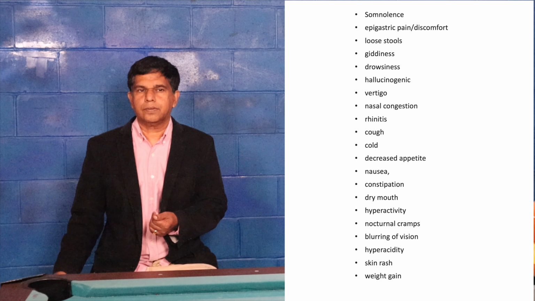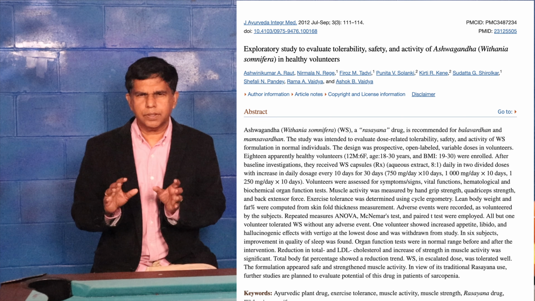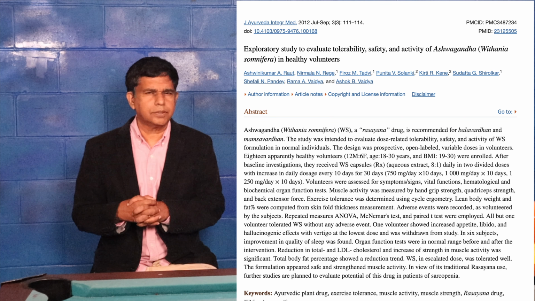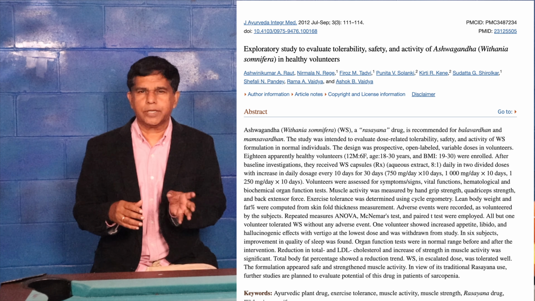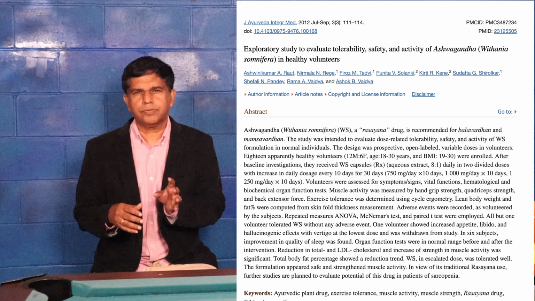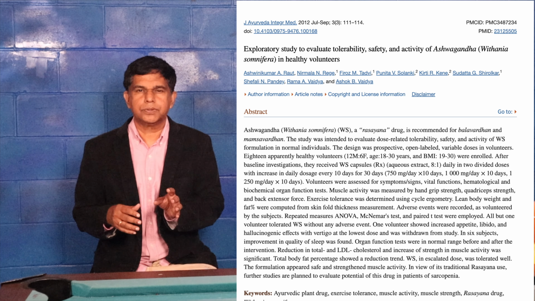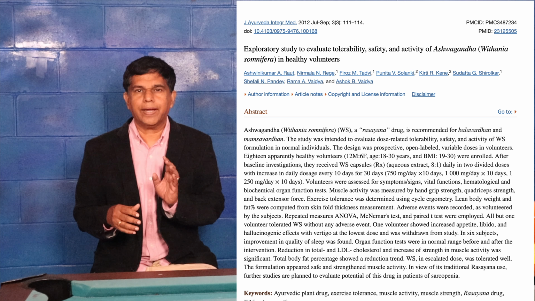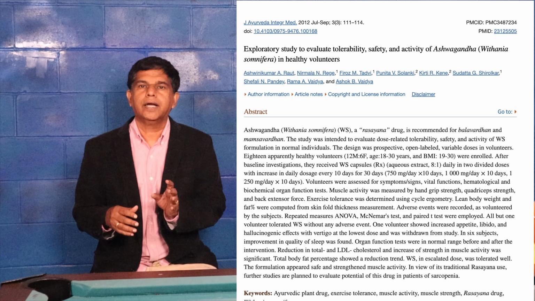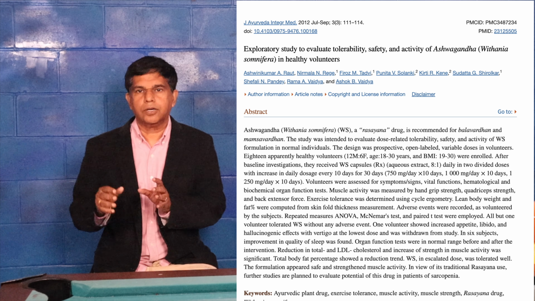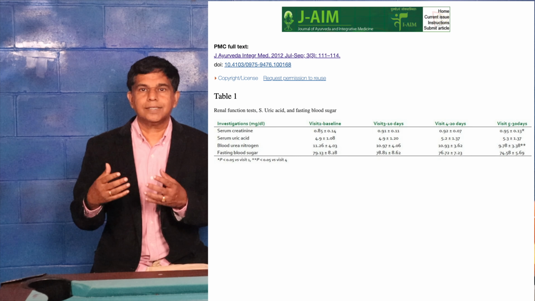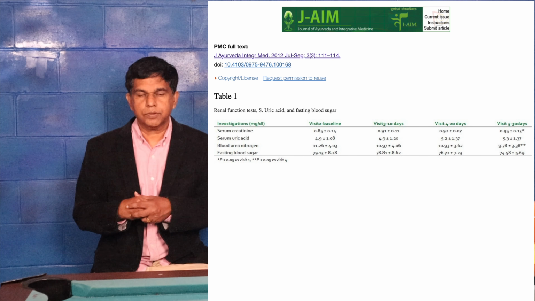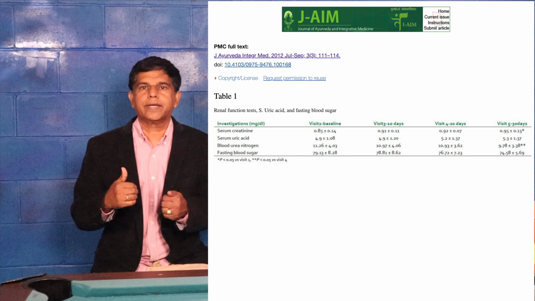Now let's look at the next study. It is also a unique study. It was published in the Journal of Ayurvedic Medicine, and it was an exploratory study with a very interesting finding. One of the lab values was kind of concerning. Serum creatinine after taking this drug has gone up a little bit. Not much, but it can cause increased creatinine, which is our renal function test that can tell you how the kidneys are working. It also increased the uric acid level.